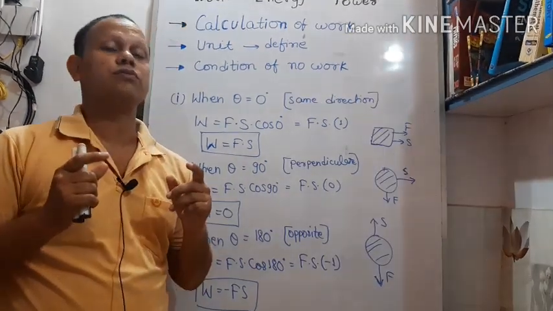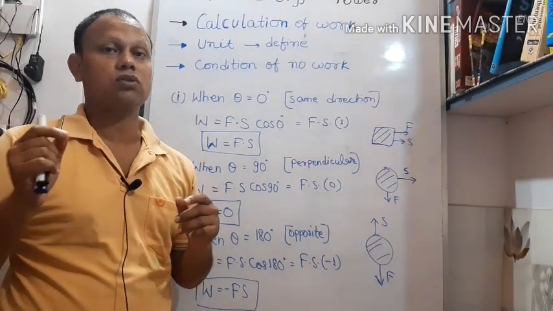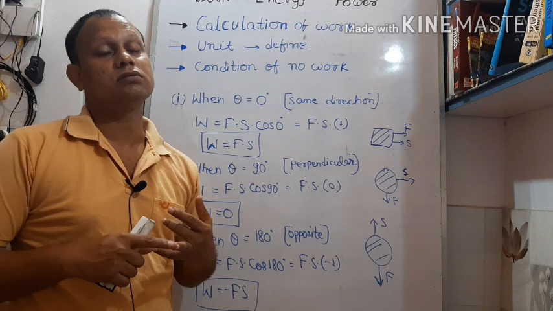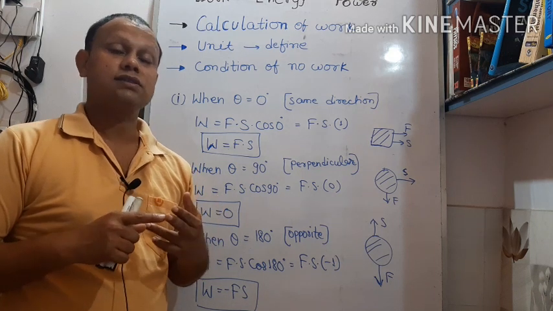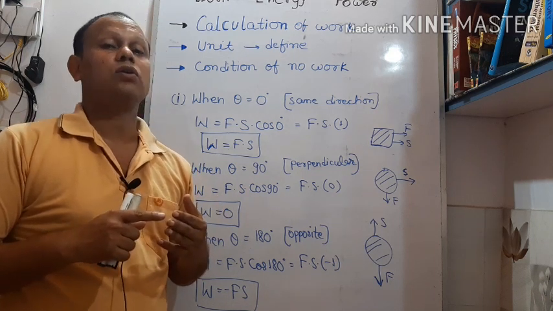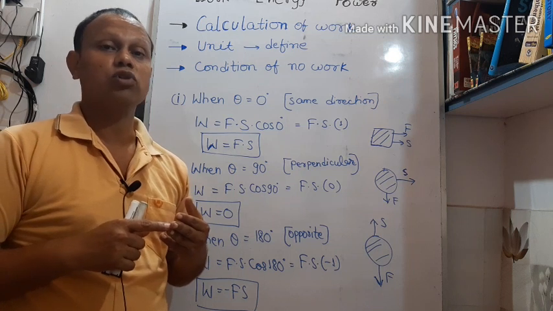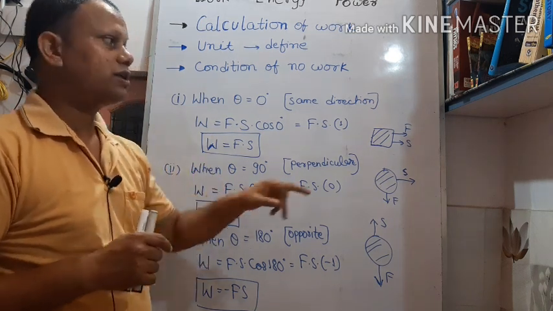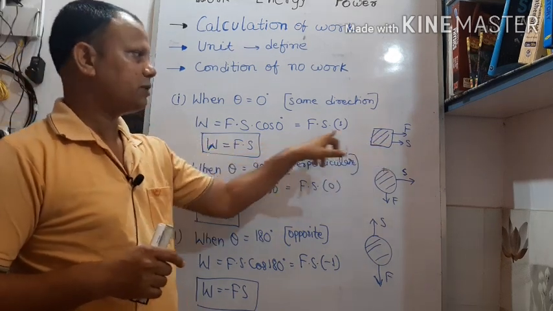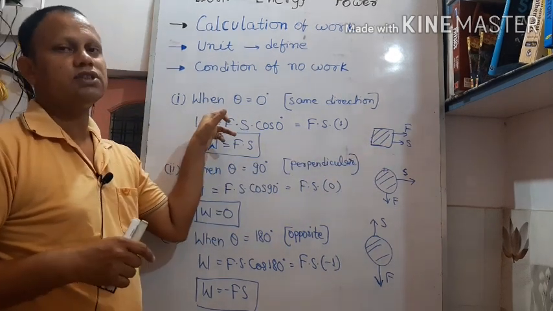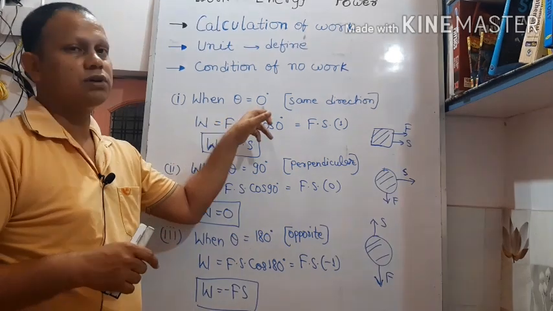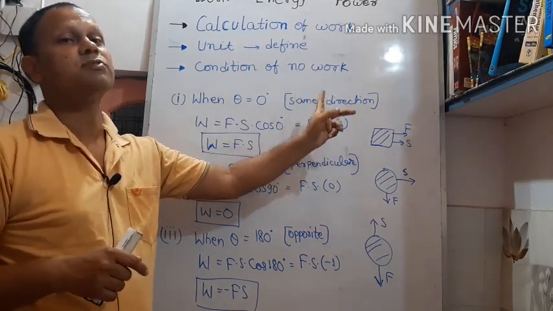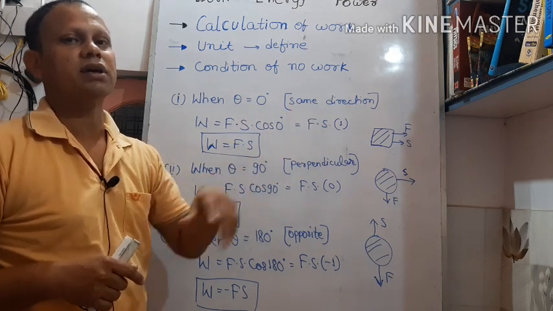Now, according to our knowledge from the previous class, the major formula for calculation of work done is W = F · S cos theta, where F stands for the magnitude of the force, S stands for displacement, and cos theta stands for the cos value of the angle between the force and displacement. So here the angle between force and displacement will be taken as 0 degree. So the very first situation is when theta is equal to 0 degree, that means same direction. Same direction means force and displacement both are taking place in the same direction.